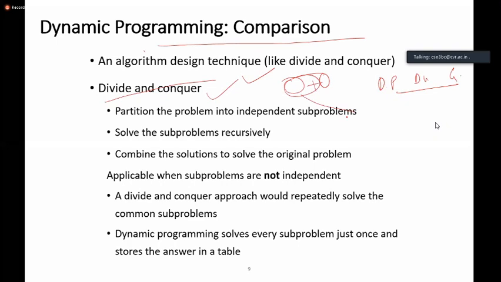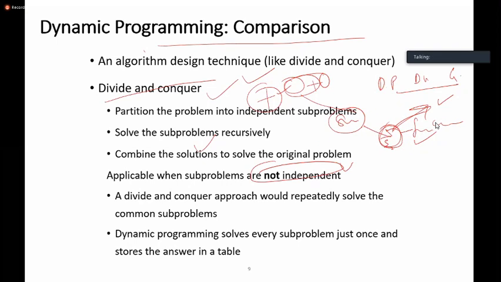But in case of DP, you solve the subproblems, but you store the subproblem solutions for the next calculations. We are not going to combine these subproblems. We store the solutions and use them for future calculations. That is DP. In divide and conquer, you calculate the solution of each subproblem and combine it. That is the difference. In divide and conquer, all subproblems are independent. Please remember.